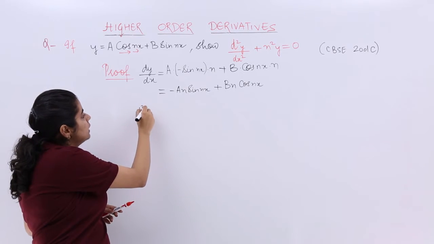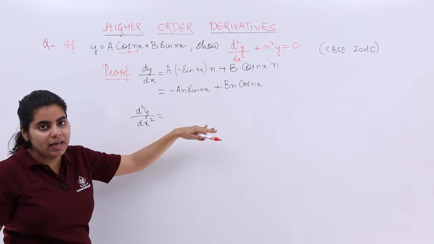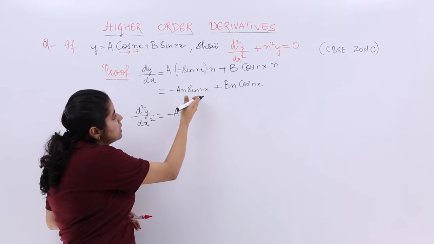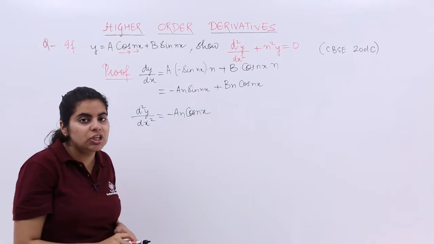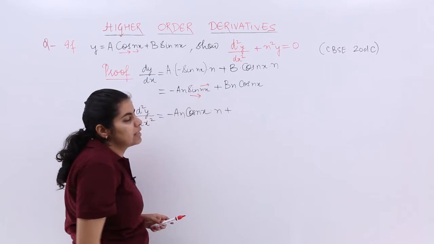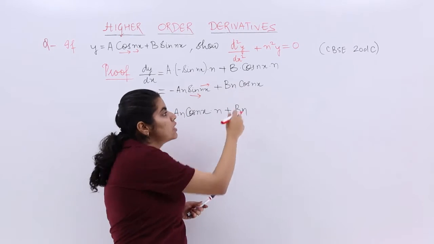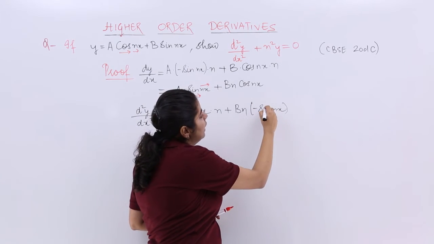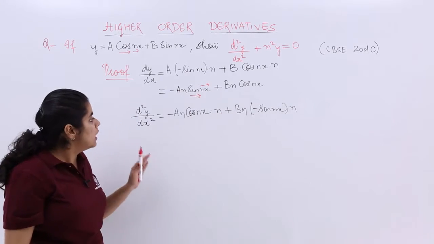What about finding d2y by dx square, the second order derivative? Differentiate the above step again with respect to x. Minus an behaves as a constant, does not change. Sin theta, differentiation cos theta or cos nx. Since again chain rule applies, nx has to be treated, so multiplication by n. Plus bn cos nx, bn as it is. Cos theta differentiation minus sin theta, so minus sin nx, but again chain rule has to apply, nx is there, again multiply by n.